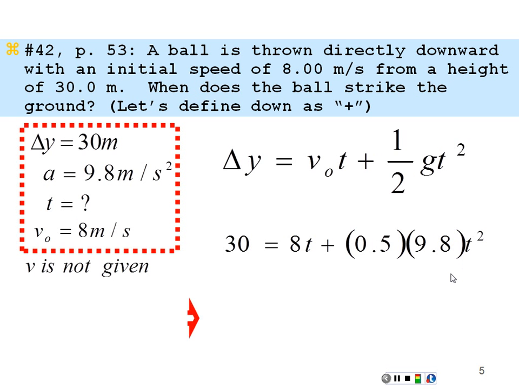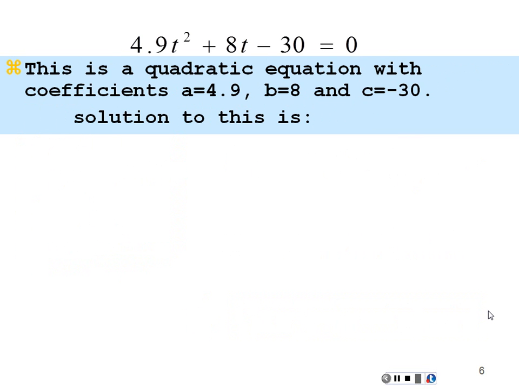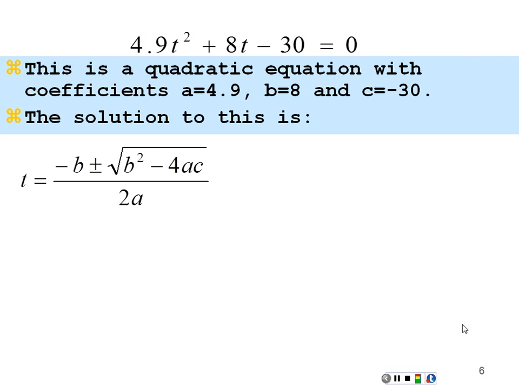We're going to end up with a quadratic equation. We got 4.9 t squared plus 8t minus 30 equals 0. We need to solve this. We have to use the quadratic formula. So if we identify our variables, our a constant is 4.9, our b constant is 8, and our c is a negative 30. So with A equal to 4.9, B equal to 8, and C equal to negative 30, the quadratic formula for t is going to be negative B plus or minus the square root of B squared minus 4AC, divided by 2A.